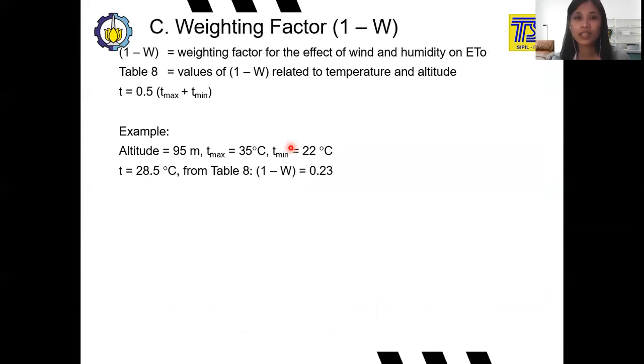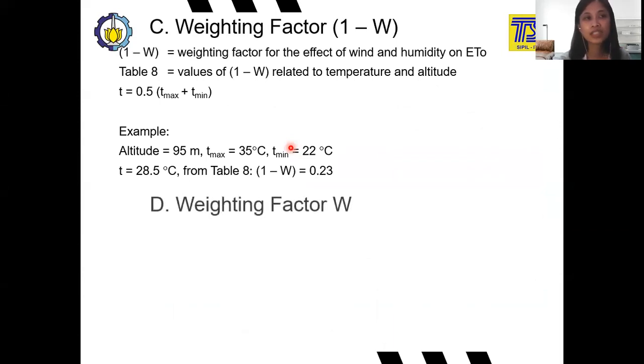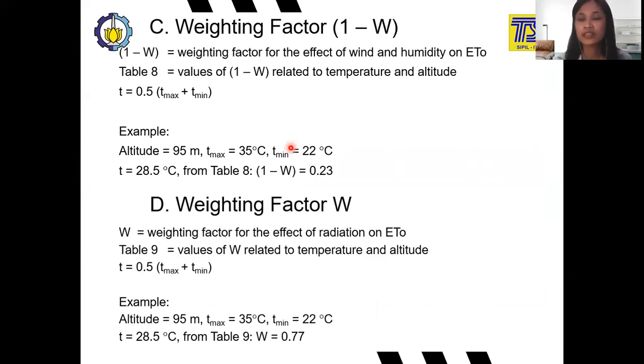And then after the wind factor, or the wind speed factor, here we have the weighting factor, W. So there is this 1 minus W and W, it's the same, because the 1 minus W here depends on the W that's shown on table 9.